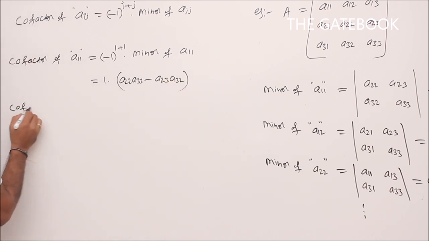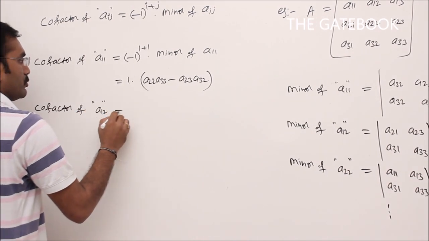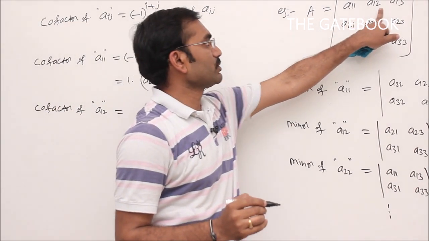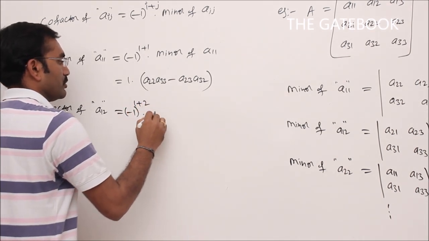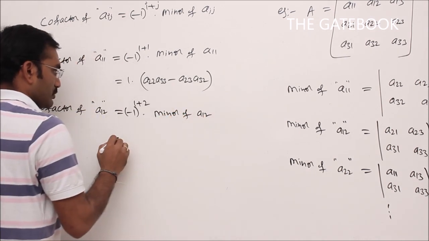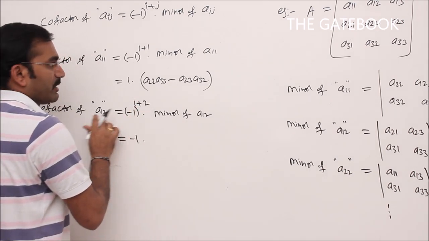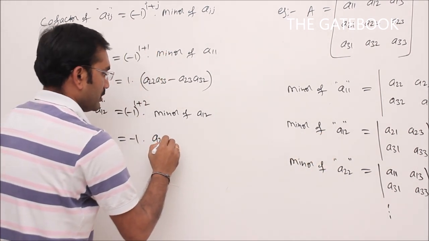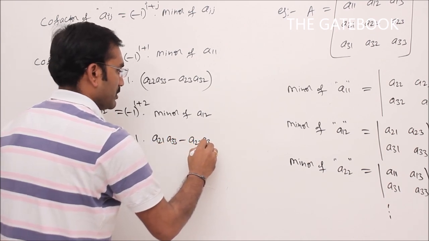Similarly, the cofactor of element A12. A12 is the element of first row, second column. So we get minus 1 whole power i value 1, j value 2, into the corresponding minor of A12. So minus 1 whole power 3, that is minus 1 into the minor of A12. Already we found the minor of A12: A21 A33 minus A23 A31.